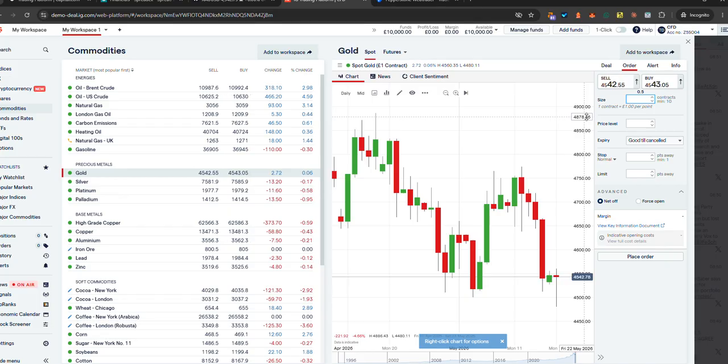IG is probably one of the largest in the UK. They're listed now on the FTSE 100. And they have some of the best spreads. So the gold minimum spread is 0.3, which is pretty competitive. So let's do a buy order.